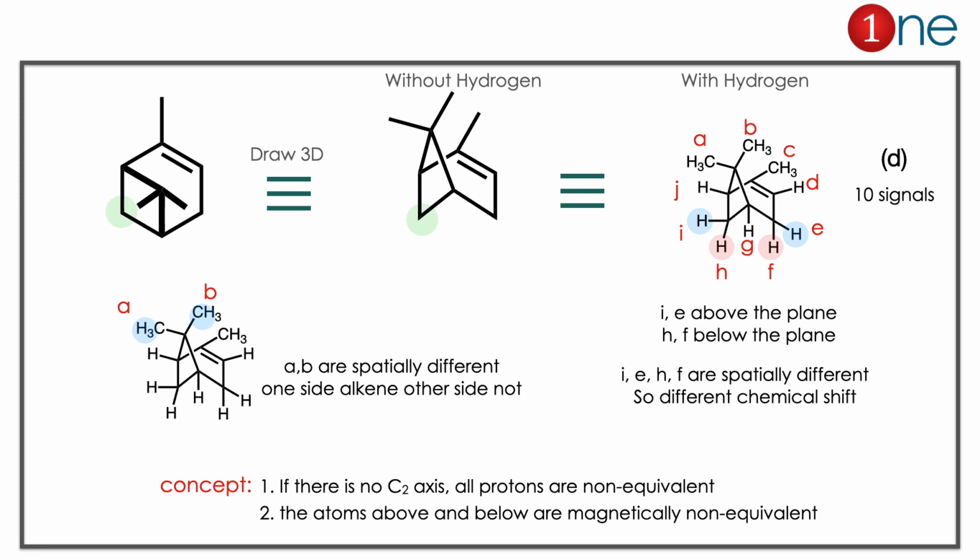Here the concept you have to learn is that if there is no C2 axis, all protons should be non-equivalent. Or you can say the atoms above or below the plane will be, most of the time, magnetically non-equivalent.